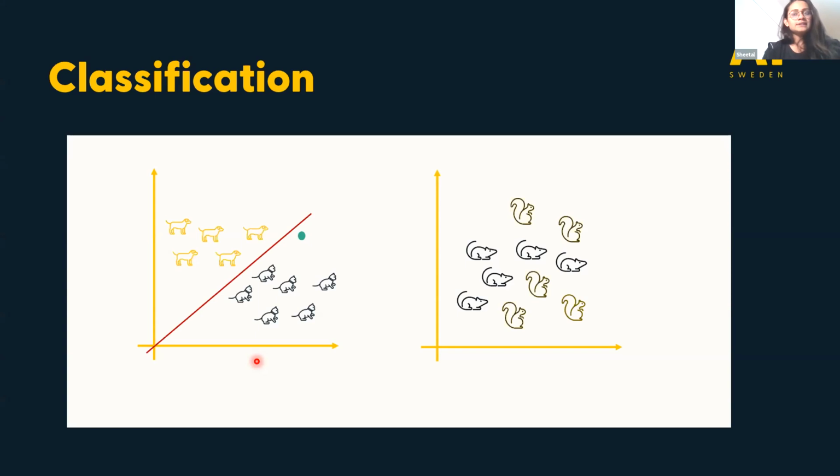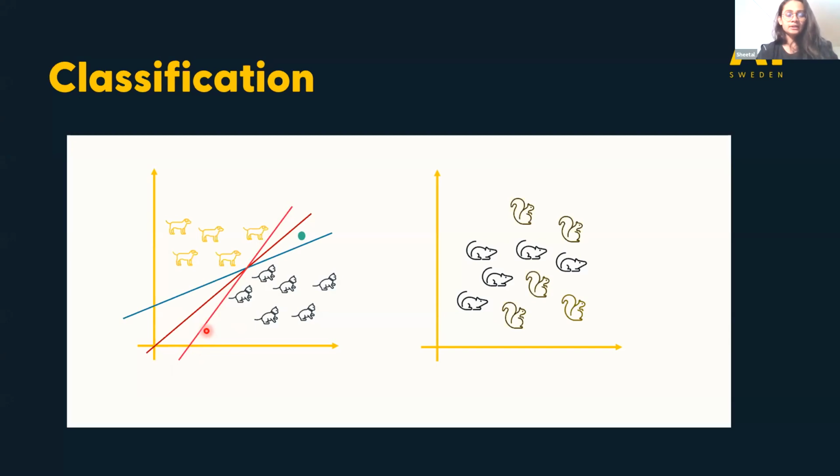So according to this line, the green test sample that we see is classified as a cat. Now, is there only one line that passes through this data set and distinguishes both of them? No, there can be many lines. Different lines have different slopes and intercepts. That means different lines have different weights and biases.